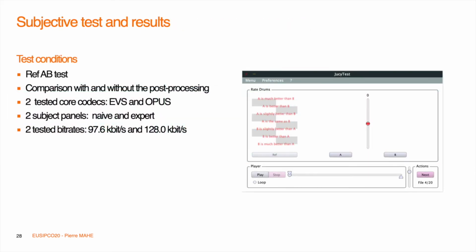To evaluate our method's performance, a subjective test was conducted. The test was a ref-A/B test. The subject has an explicit reference and two other stimuli, A and B. He has to compare those two conditions. The figure shows the test interface. The two conditions are multimono with and without post-processing. Two tests were conducted, one with EVS core codec and one with Opus, each with two subject panels and two different bit rates.